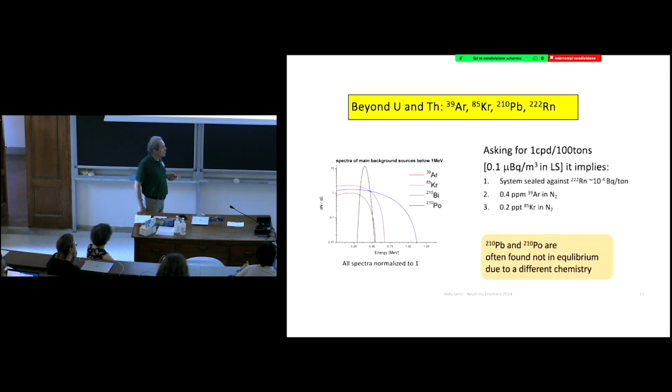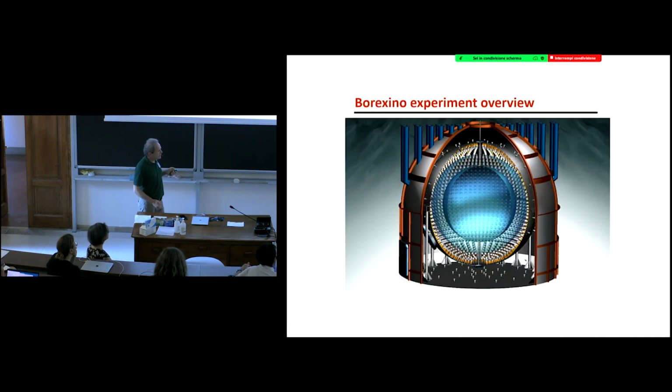So this was the big challenge, to reach this low level of radioactivity to be able to perform this measurement. In addition to the background sources we have discussed, there are others, very important, because they can be inside the detector, namely argon, krypton, lead, radon daughters. And as you can see, all these radioactive isotopes produce background below 1 MeV, so they are crucial. So the detector not only has to look at low level of uranium and thorium, but also a very low level of these other isotopes. So this is the big challenge. So this was done in Borexino successfully.